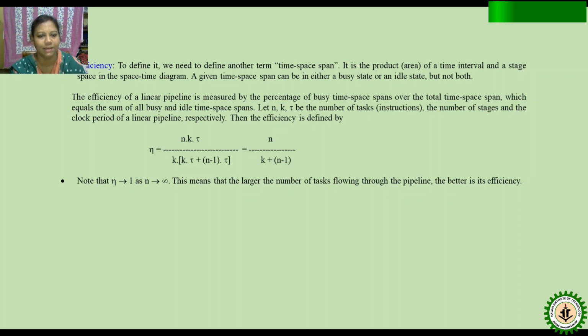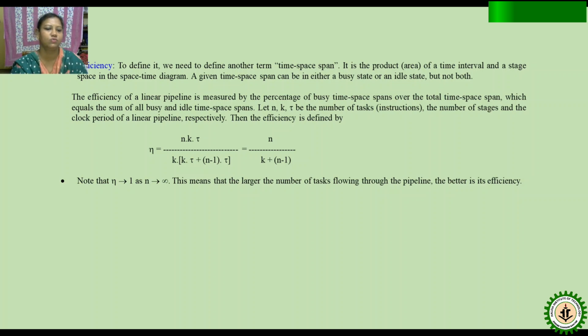That is, the total time is busy plus idle time, and you can calculate the percentage of busy time span. So let n, k, tau be the number of tasks, number of stages and the clock period of a linear pipeline. Then the formula to calculate the efficiency is eta equals n k tau, again non-pipeline by pipeline, n k tau divided by k into tau plus n minus 1 into tau. If we simplify, it equals n by k plus n minus 1.